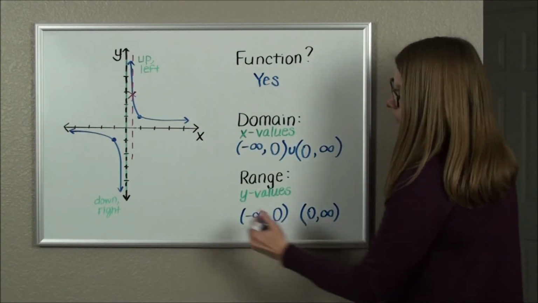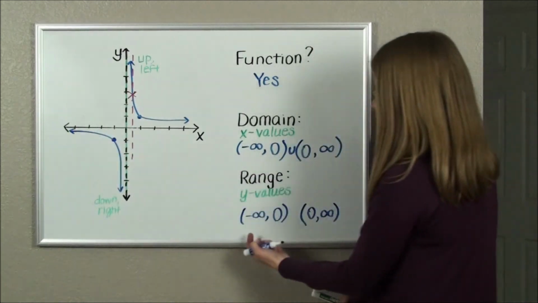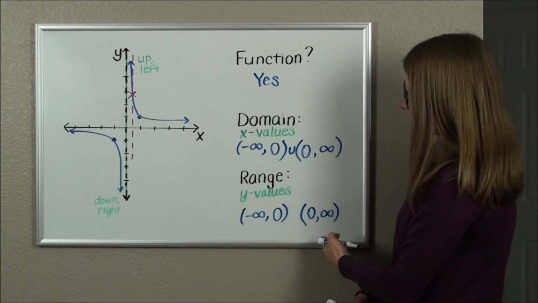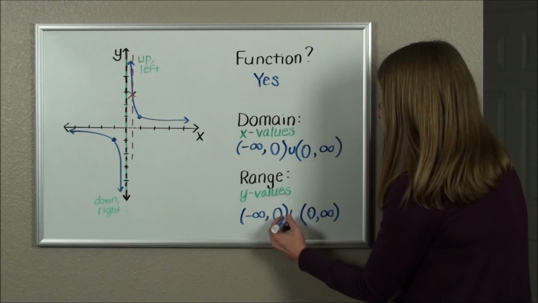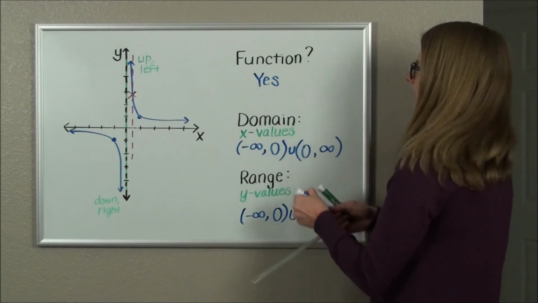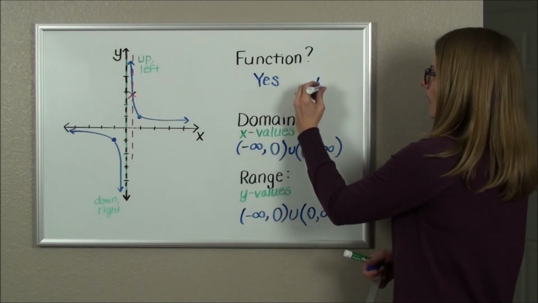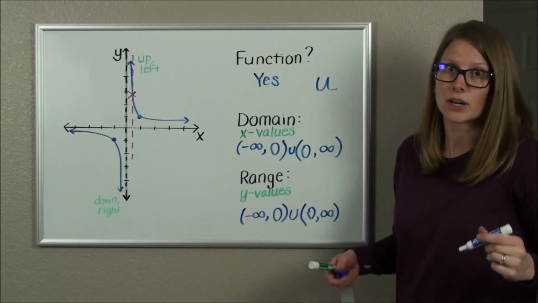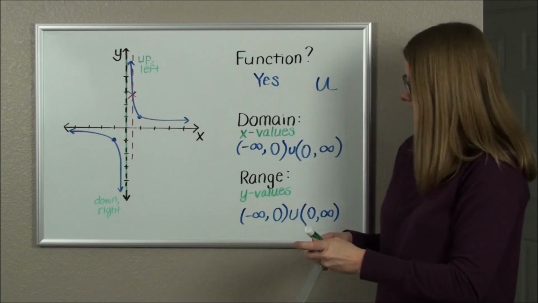And again, if you have two pieces in your picture, you'll have two pieces to your range, and those two pieces we will again stitch together using a union symbol, which looks like a U. It just isn't technically a U because it doesn't have that tail that a real letter U might have. So it's a union symbol.